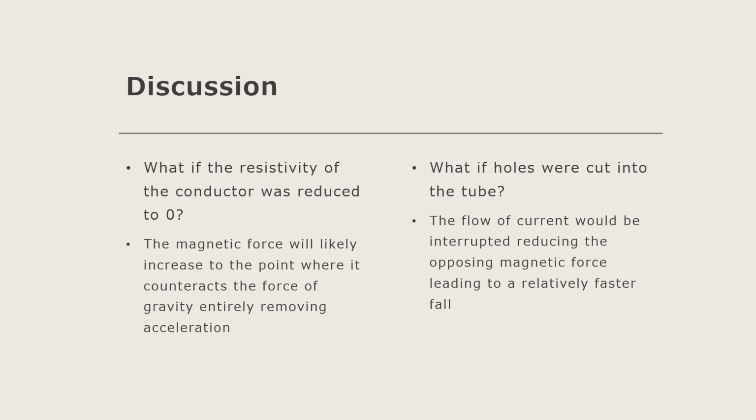And if you decided to cut a bunch of holes in your tube, the flow of the current would be interrupted because there are holes in your loop, and there's less current, which means less magnetic field, which means less magnetic force, and thus you get a slower fall.